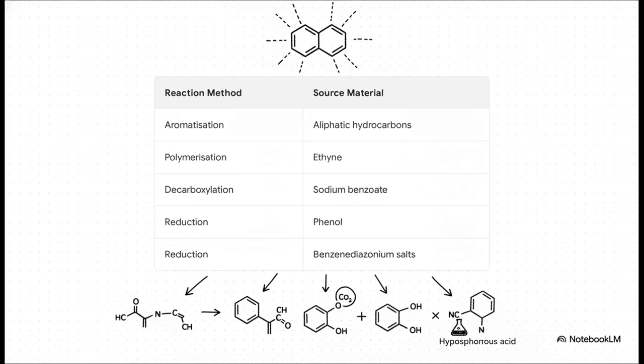We've got the aromatization of aliphatic hydrocarbons. We can use the cyclic polymerization of ethene. There's the decarboxylation of sodium benzoate. We can do a reduction of phenol. And finally, the reduction of benzene diazonium salts using hypophosphorous acid. And having all these different pathways is absolutely crucial. It means chemists can synthesize benzene no matter what raw starting materials they happen to have on hand.